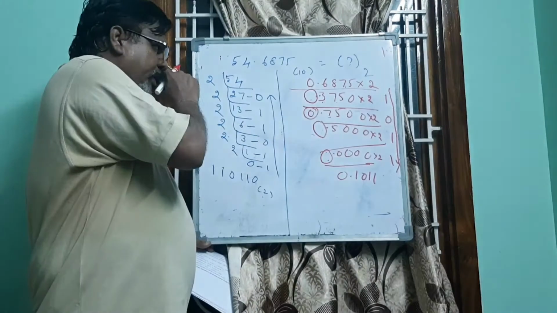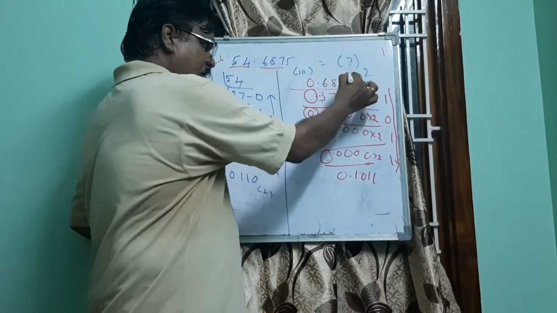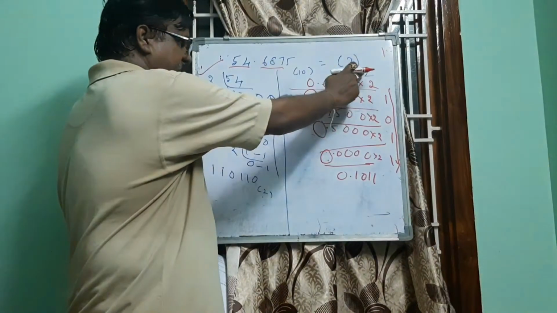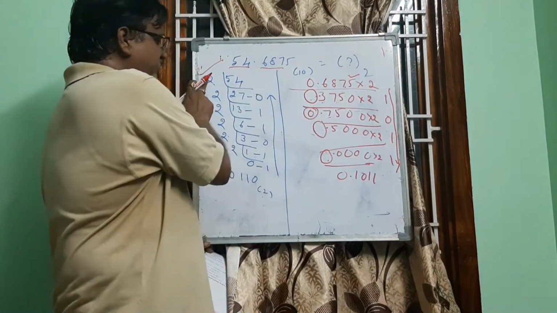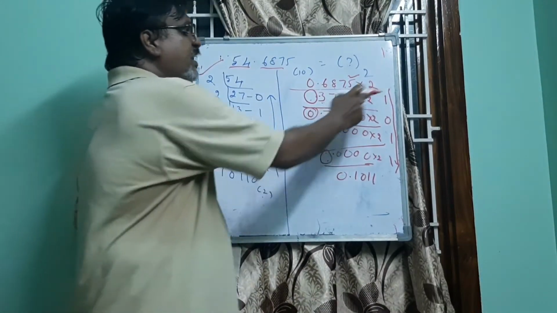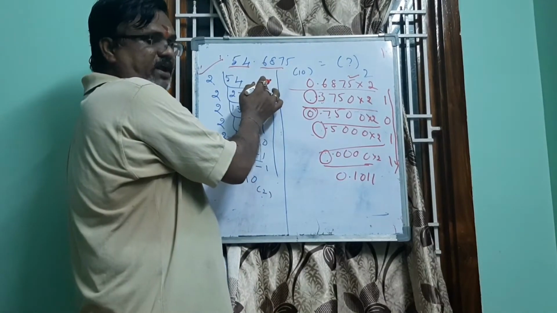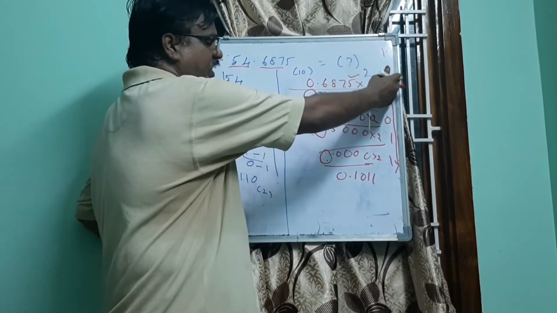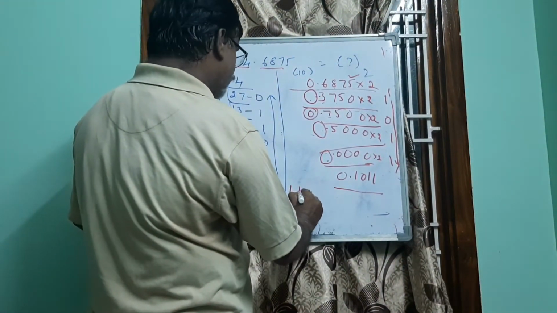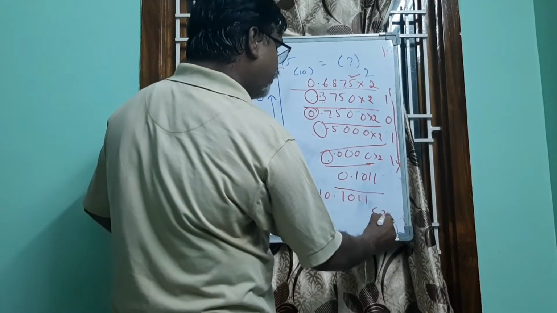0.1011. So here, for the integer part we divide, for the fractional part we multiply, with whichever base we want. Because we are converting into binary, we divided by 2 and we multiplied by 2. Here we wrote the remainders, and here we write the integer part. Here we finalized from bottom to top, and here from top to bottom. Now you have to concatenate those two to get your final result in base 2.